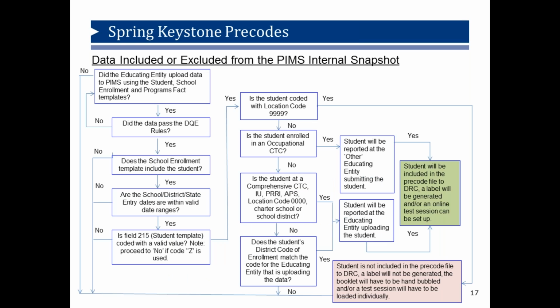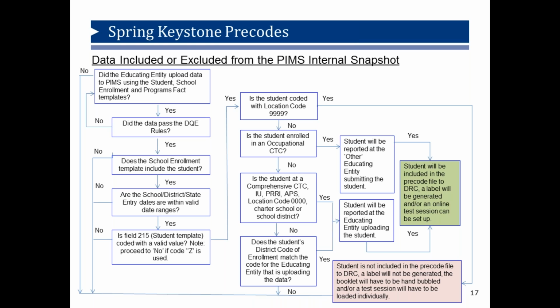In addition to the current business rules in slides 12 through 15, let's discuss how data is either included or excluded in the DRC Precode file based on the data that the PIMS administrator submits to PIMS. This flowchart asks a series of questions that show you what data is essential in the PIMS upload if a student record is to be included in the DRC file. We begin with the educating entity at the top left of the slide and ask the question: did the educating entity upload data to PIMS using the student, school enrollment, and program fact templates?